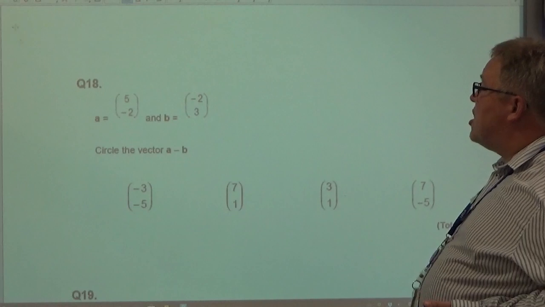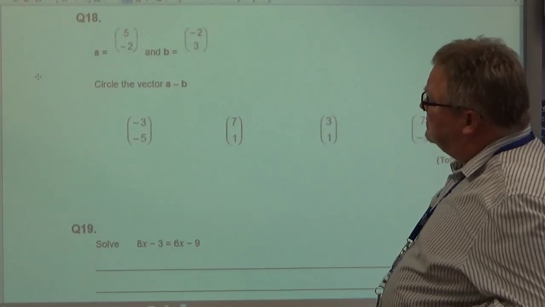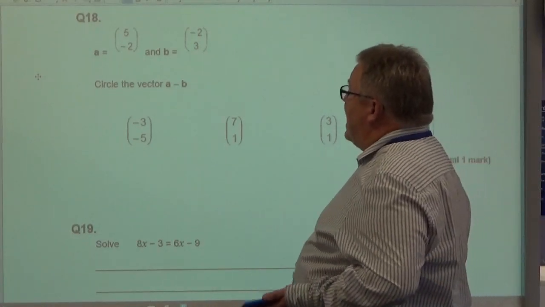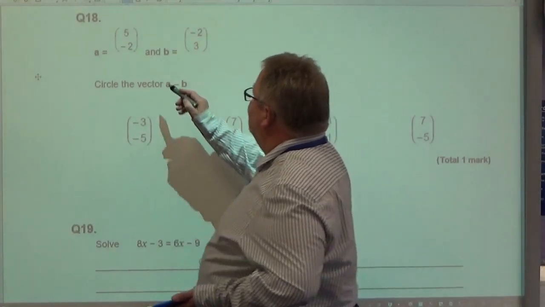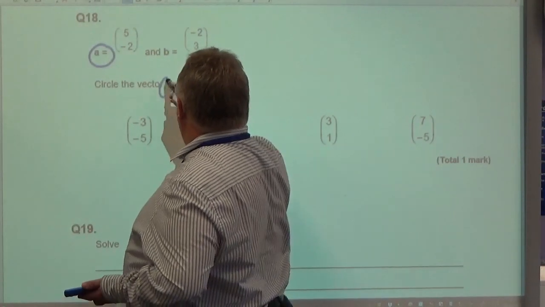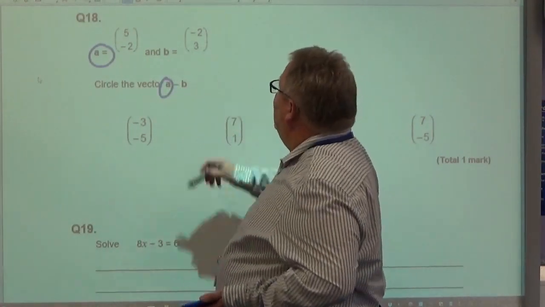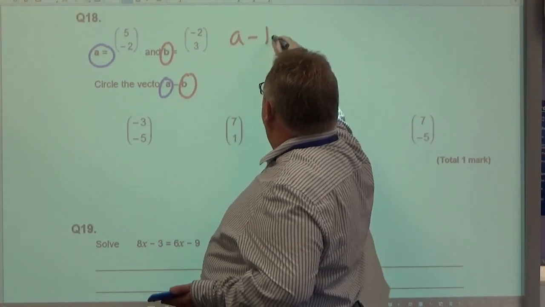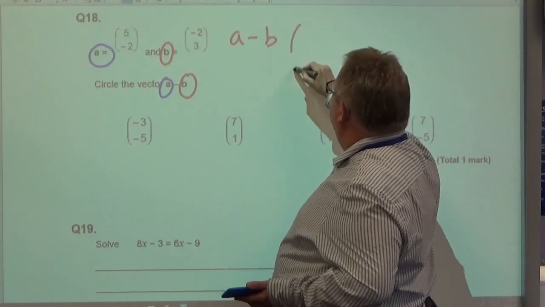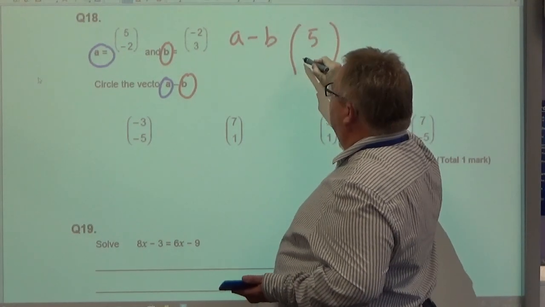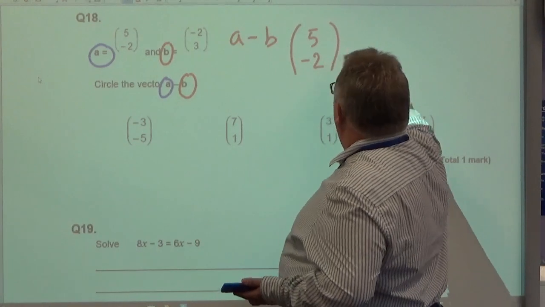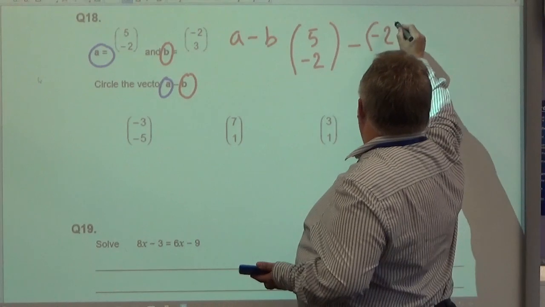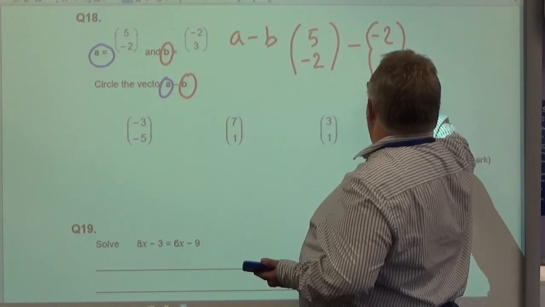So I'd have only got 3 marks for that one. So, question 18, this is one of those vector ones again, so adding or subtracting vectors. So that's A there, and we've got B there, so it's A minus B, and what we're going to do here is we've got our vector like this, so we've got 5 and minus 2 there, and we're going to subtract, so we've got minus 2 there, and 3 there.